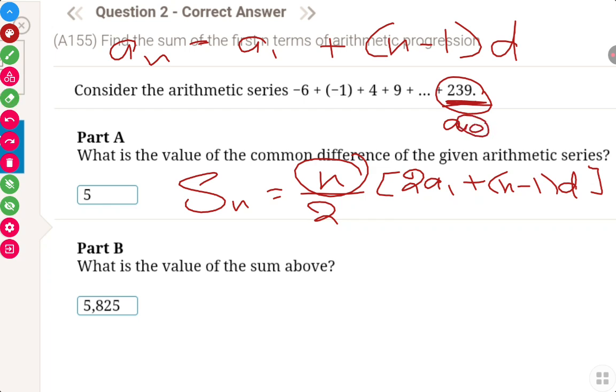Now, we don't know what 239 is. We don't know the position of it. We don't know its n. But we do know that it's equal to 239. So we can replace an with 239 to get n, okay? And when we get n, we'll know that n is the total number of terms because we replaced it with the last number.